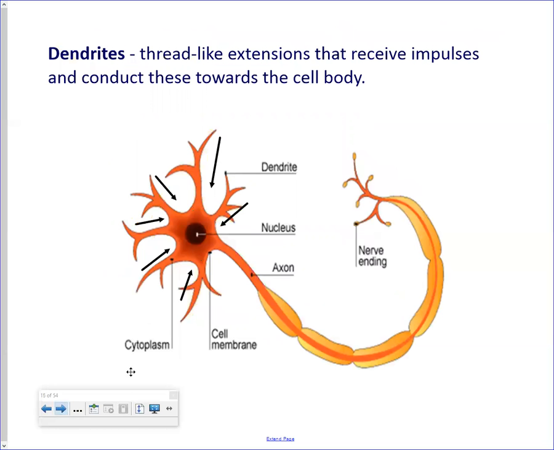So if we start with the dendrites, basically they receive impulses and they pass the impulses down towards the cell body. You tend to have quite a lot of dendrites for one cell body. So there are lots of impulses being passed on to the cell body for this particular neuron.